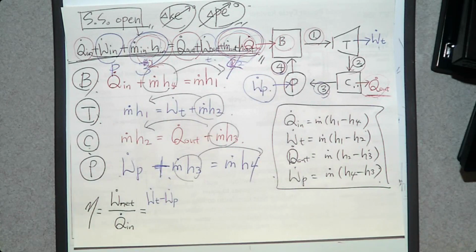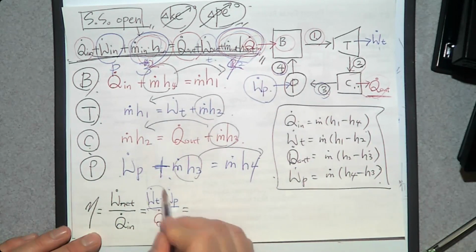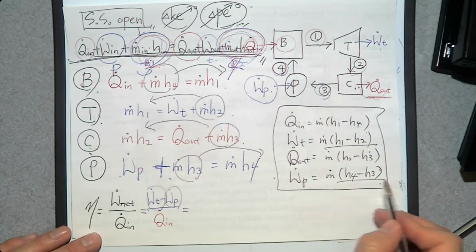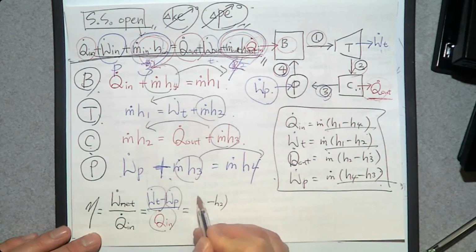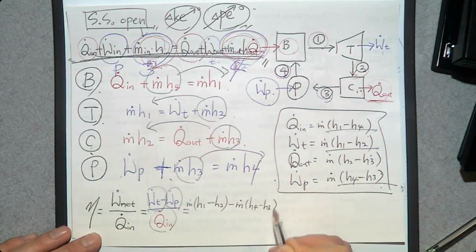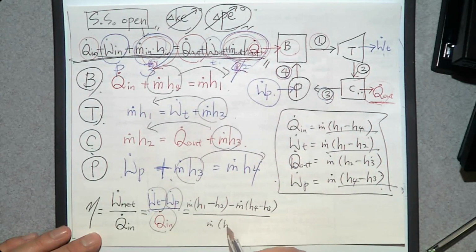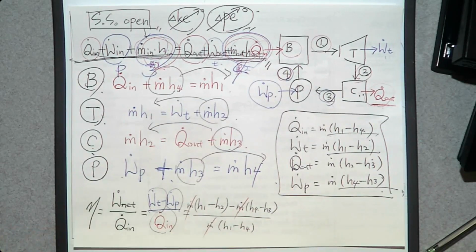So the net power is going to be our turbine power minus the pumping power, divided by Q dot in. Then how can we calculate that? W dot T is this one, W dot P is this one, Q dot in is this one. So M dot (H1 minus H2) minus M dot (H4 minus H3), divided by M dot (H1 minus H4). You can cross out M dot. So that's how you evaluate the performance of this Rankine cycle.